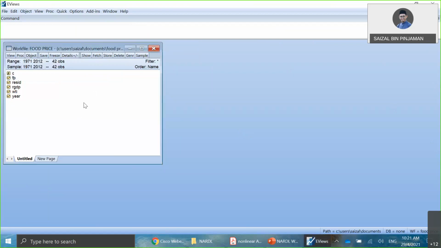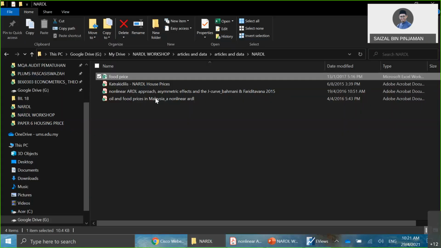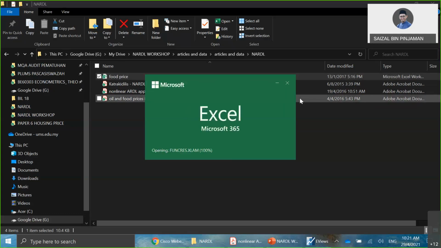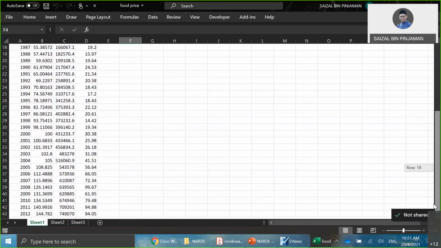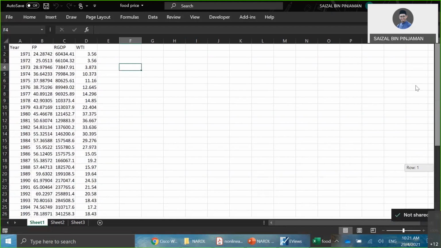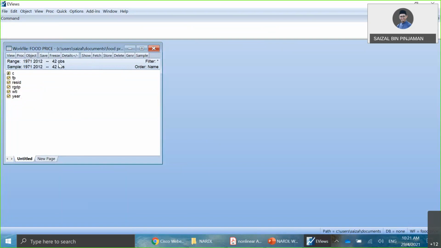Okay, so let us go back to the Excel because I wanted to see the variable again in the Excel form. I thought it is until 1995, but it is until 2012. Yeah, so we have around 42 years, not 25 years. Okay, sorry for that mistake before. So over 40 years, in this case 42 years. That is why you can see here we have 42 observations from 1971 to 2012.